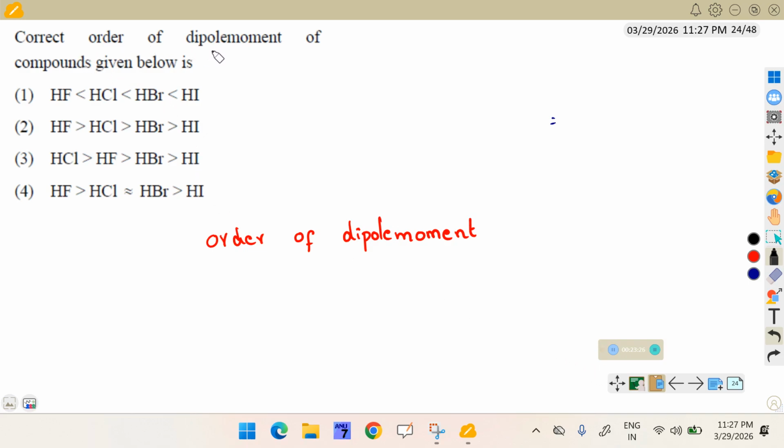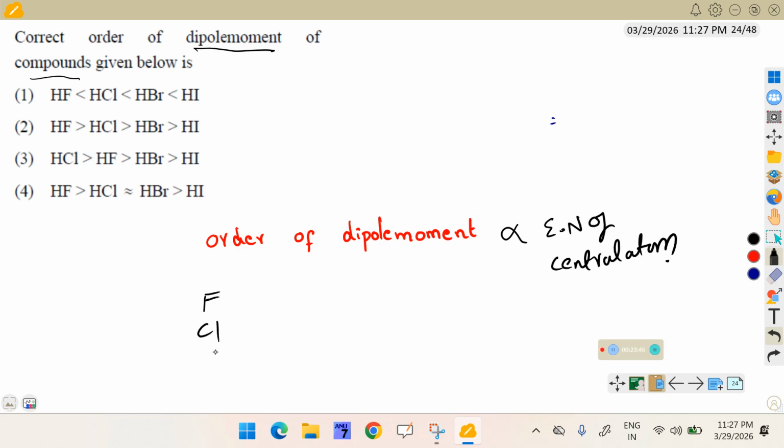Correct order of dipole moment of the given compounds. Okay. Hydrides of 7A group elements are given. So hydrides of 7A group elements, dipole moment is directly proportional to electronegativity of central atom. Groups: fluorine, chlorine, bromine, iodine. Fluorine is the most electronegative element. Iodine is the least electronegative element. Down the group, electronegativity decreases. Based on that, second option is correct.